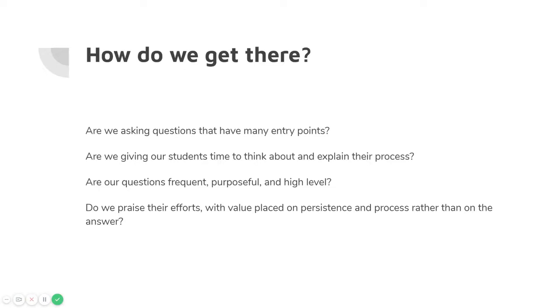Instead of giving them a worksheet of 30 problems, why can't we give them 5 and have them explain or draw or interpret what they're doing? Because then we're not creating a culture of you need to get this done quickly. We're creating a culture of we need to understand what we're doing.